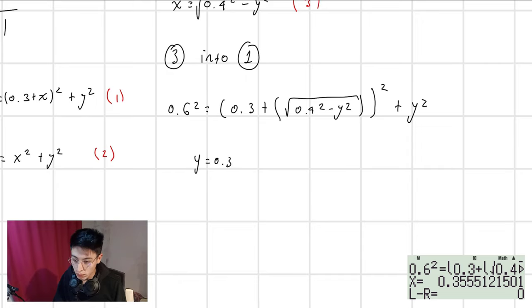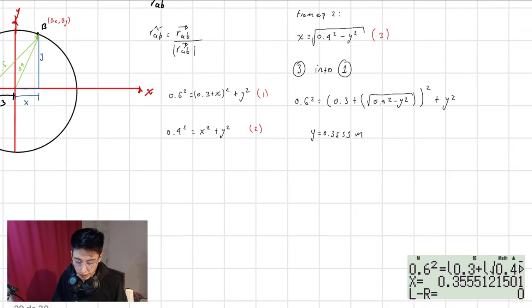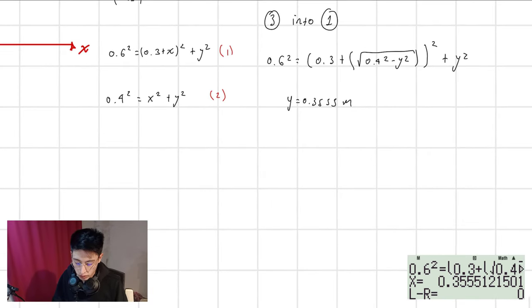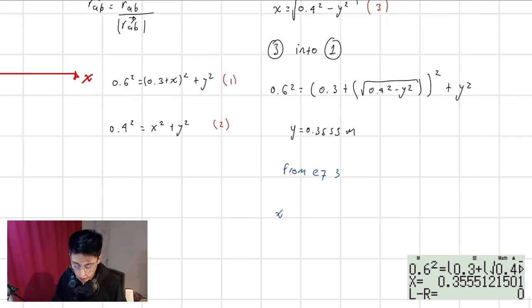Y is equal to 0.3555. I always use four significant digits after the point, meters. Right, now in blue, I'm going to replace this result into equation 3, sorry. So from equation 3, x is going to be equal to the square root of 0.4 squared minus y, which is 0.3555, squared.